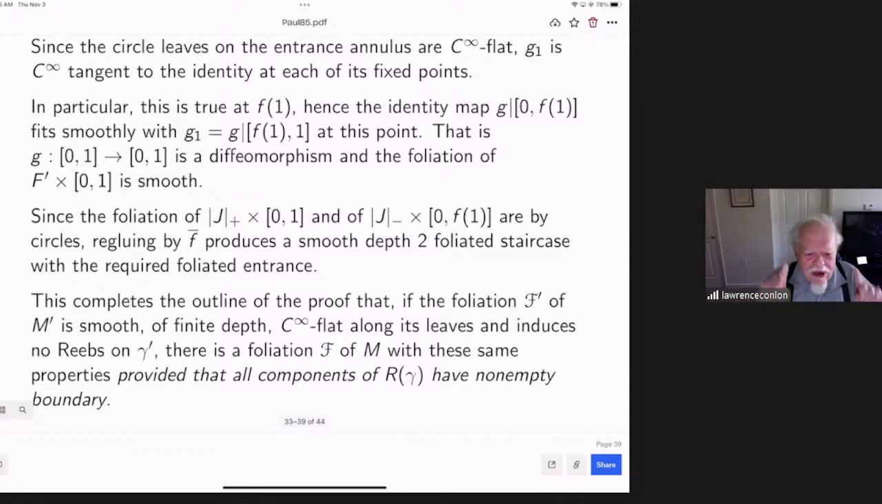G was a diffeomorphism. So we've actually gotten a C infinity foliation of the staircase that meets M prime, the foliation F prime of M prime, appropriately in spirals and circles. Okay, next slide.